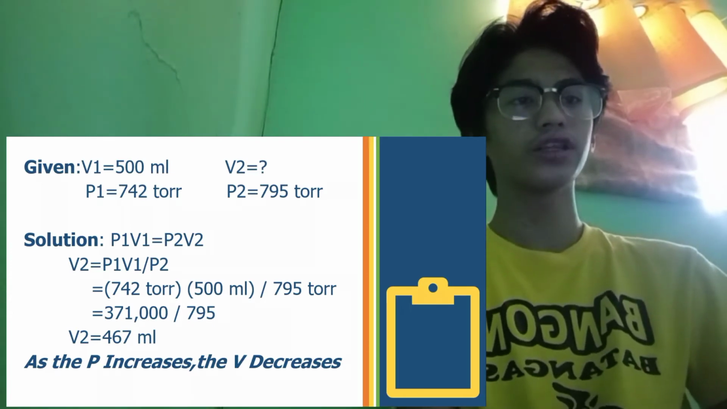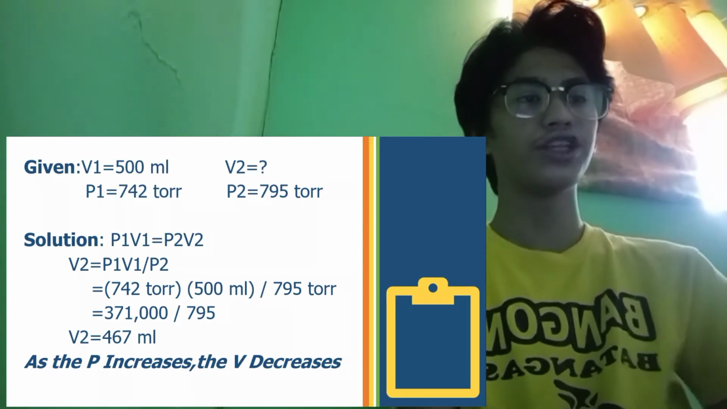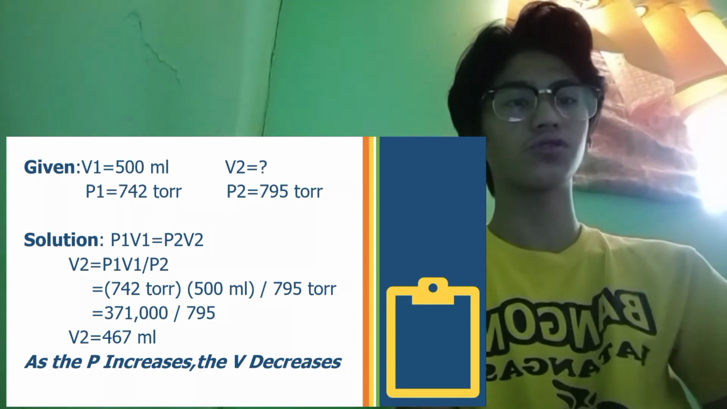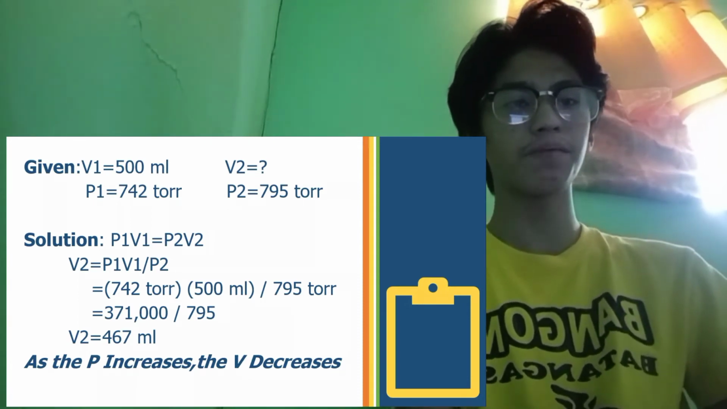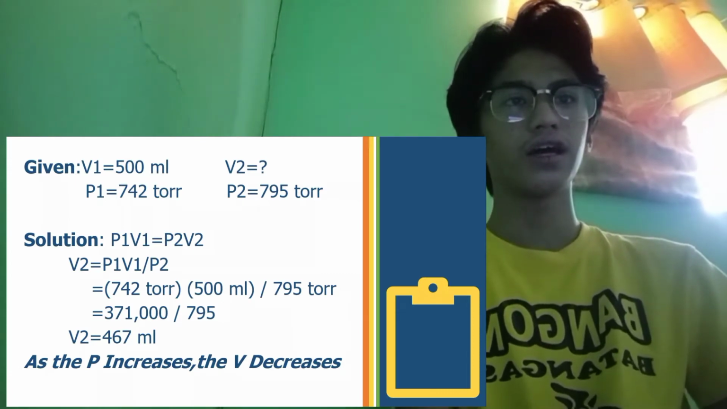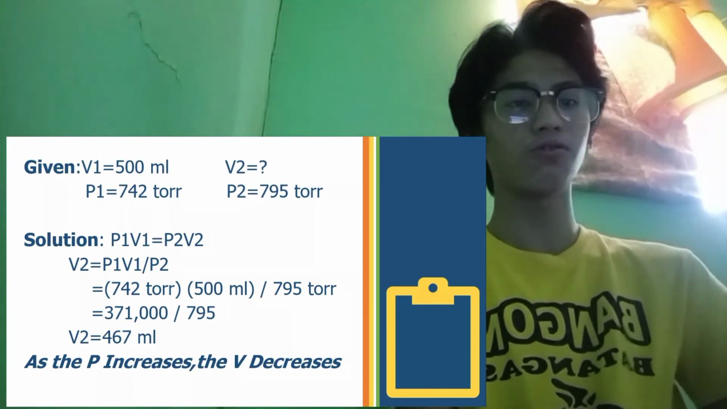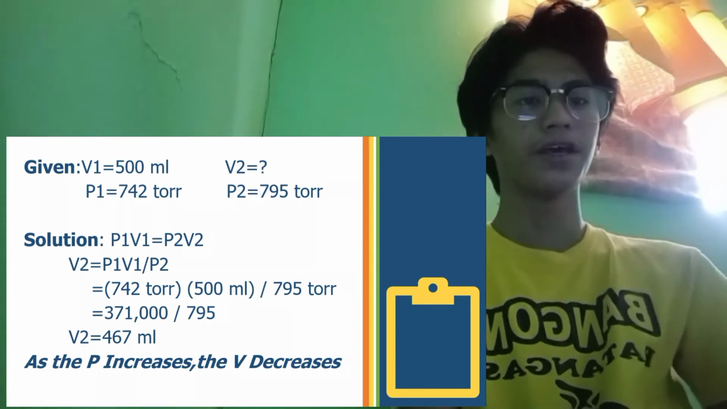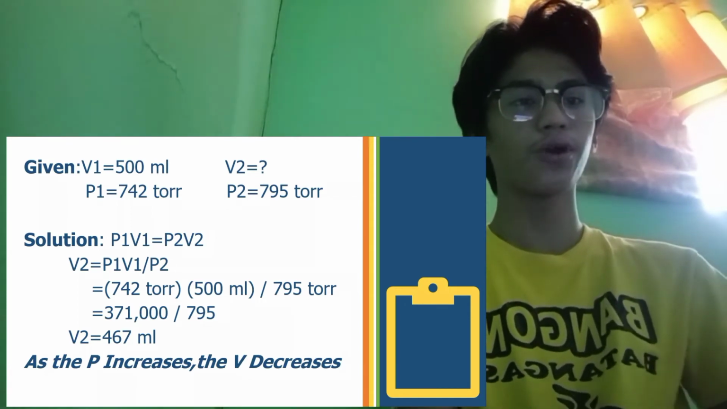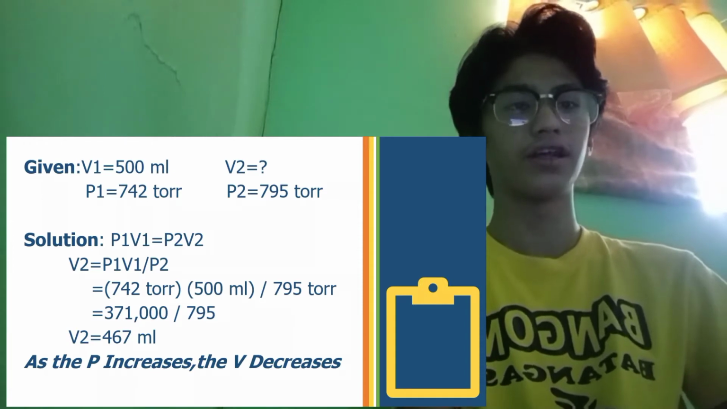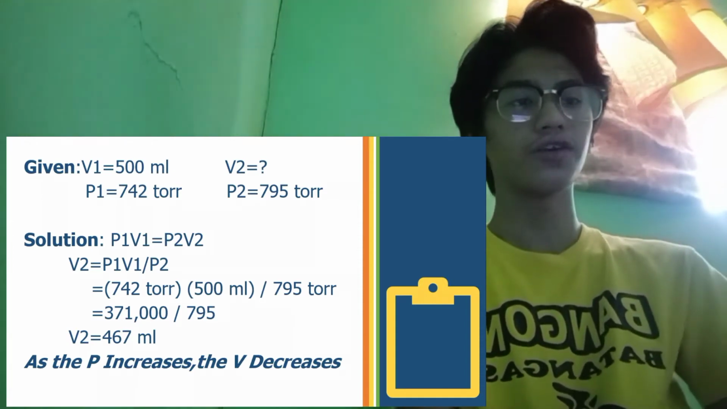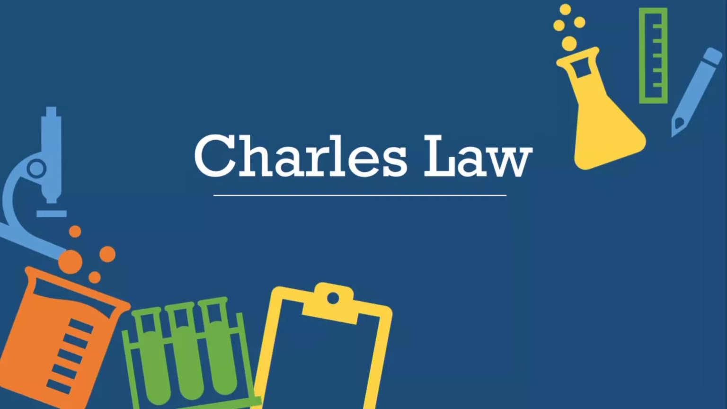742 torr times 500 ml divided by 795 torr is equal to 371,000 divided by 795. V2 is equal to 467 ml. As the pressure increases, the volume decreases.